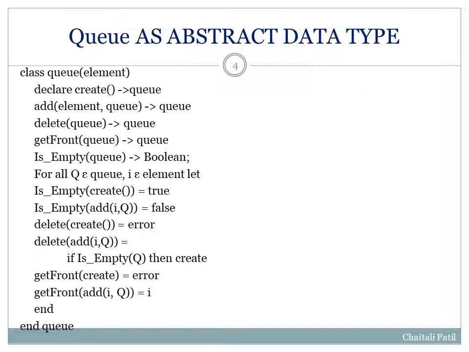So these are some of the rules that we can set on a queue. Likewise, we can add a few more axioms for an ADT. So this is one way to write the ADT for a queue.